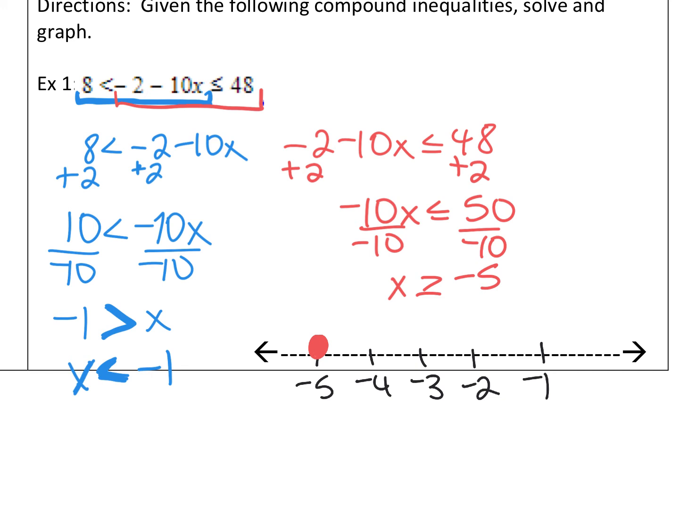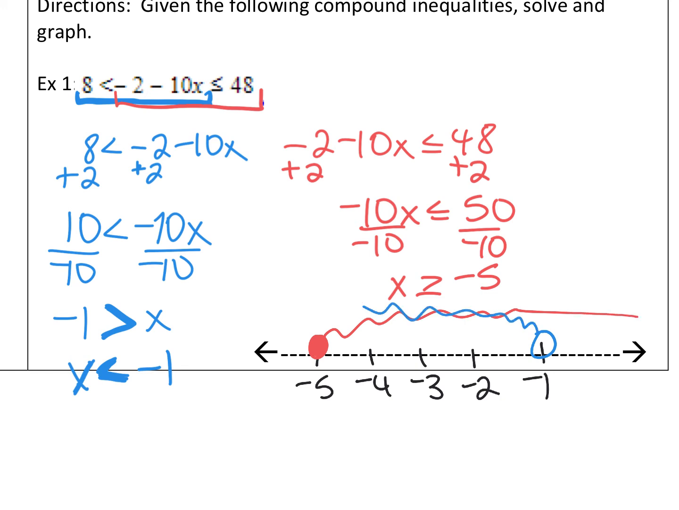Okay, and then on the -1, what type of circle do I need? Open. Cool. And then we said this is an and problem, right? So we're going to shade above the line just to see what the shading looks like. So we'll start with the -5. If x is greater than or equal to -5, am I shading left or right? Right. Okay. If x is less than -1, am I shading left or right?